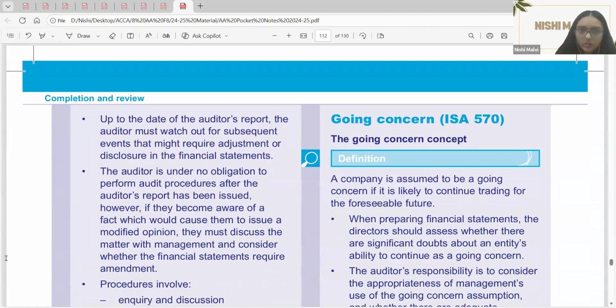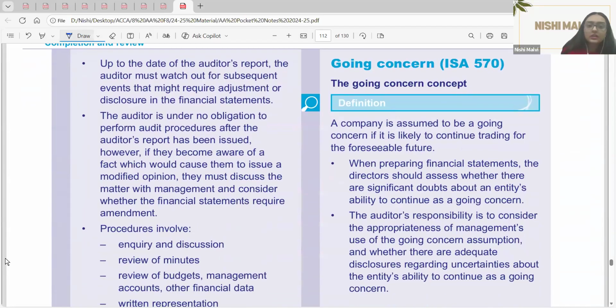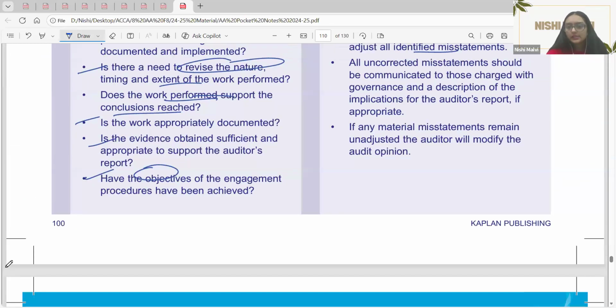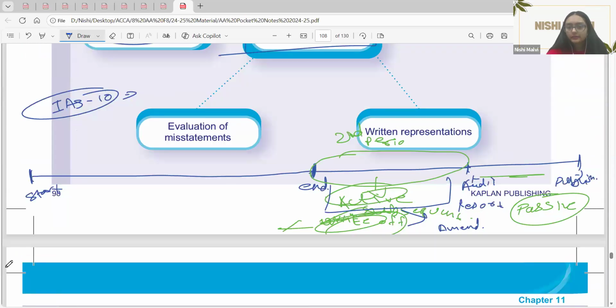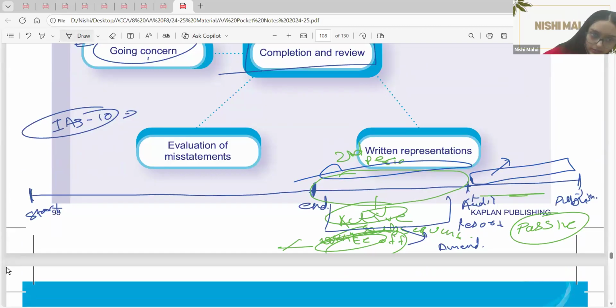Now they need to ensure that the auditor's report must be up to date. The auditor must watch out and check all the subsequent events. There is no obligation to perform audit procedures after the report. The same thing. See this diagram. After the audit report has been signed, from this period to this period, there's no obligation for an auditor to perform any detailed substantive testing. But here the auditor needs. It's just that thing they are telling.